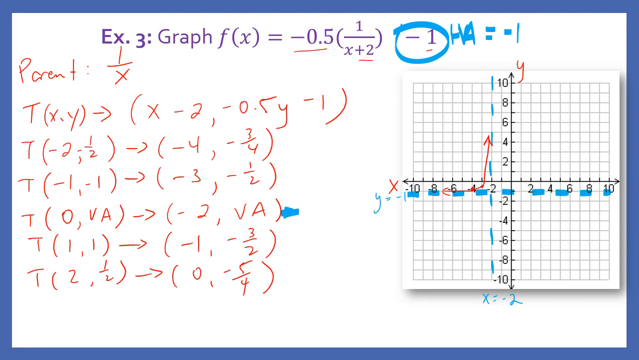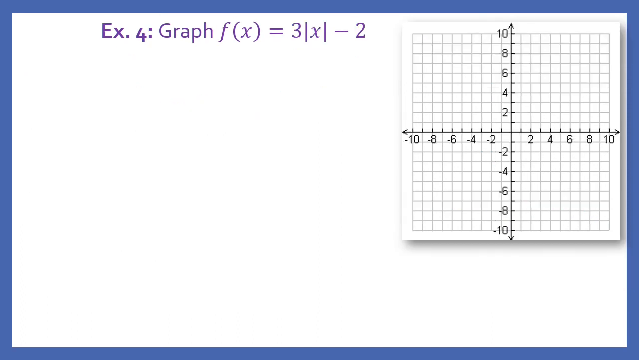-1 and -1.5. So -1.5 is there. 0, -5/4 is there. And our coordinates back that up. So here's graph number 3. And finally, graph number 4.